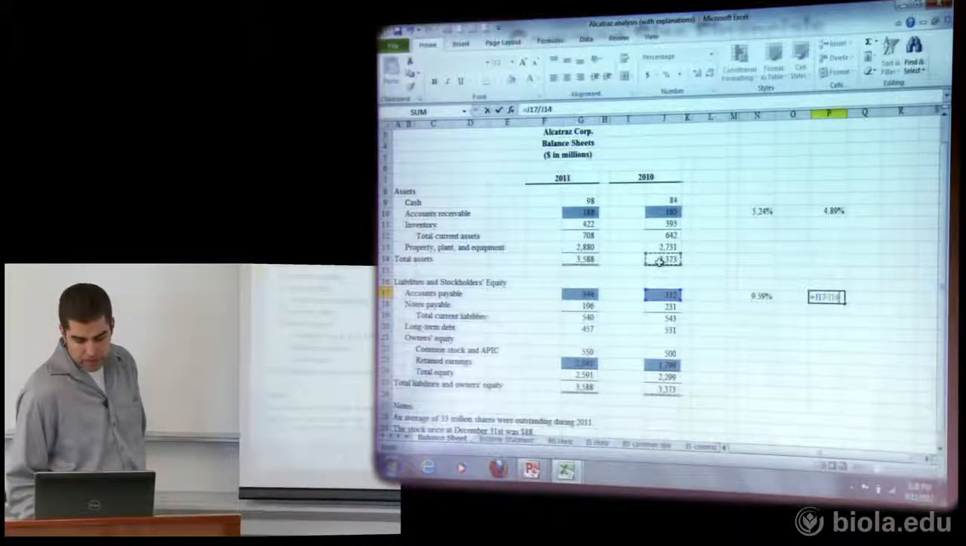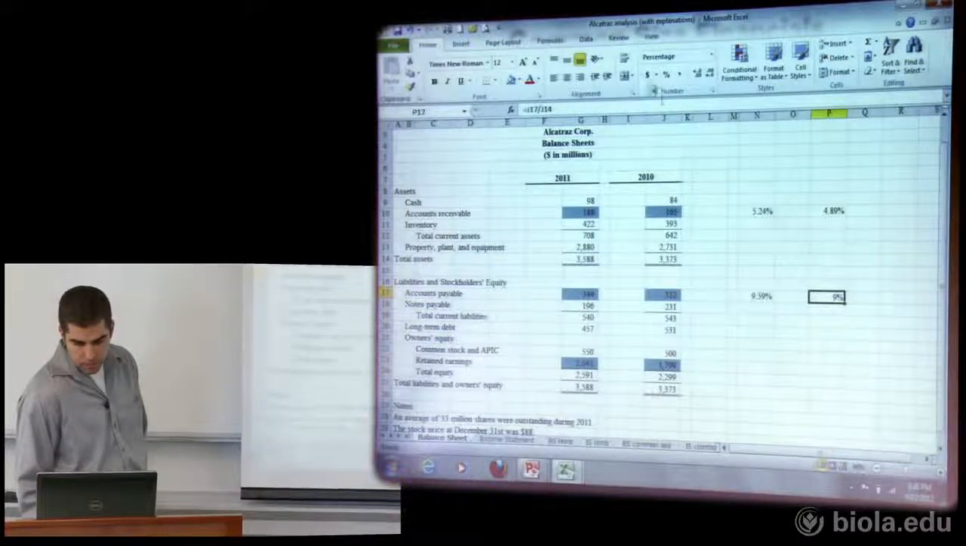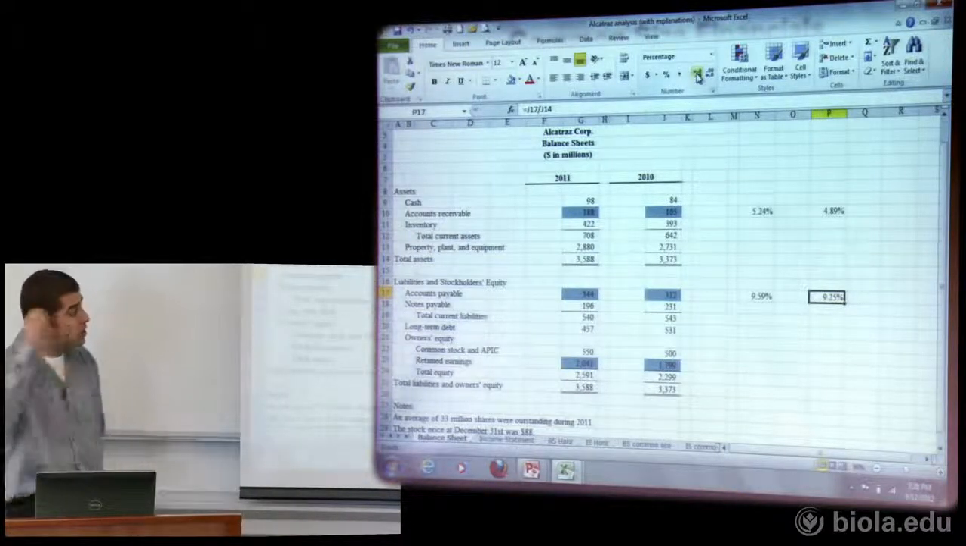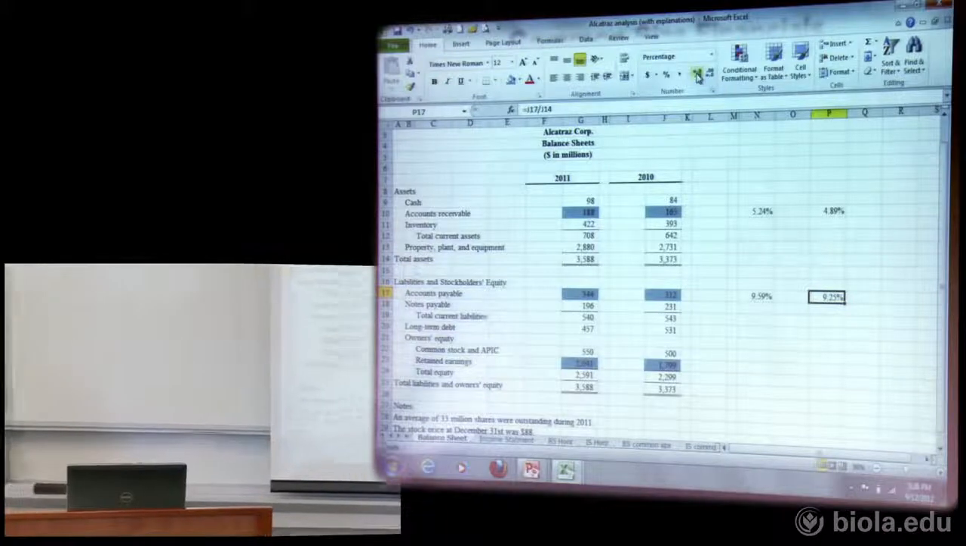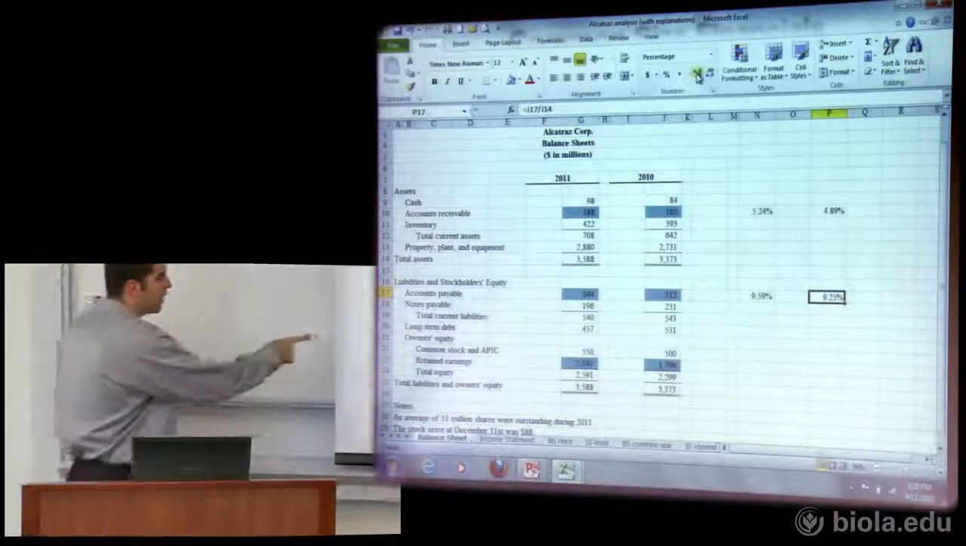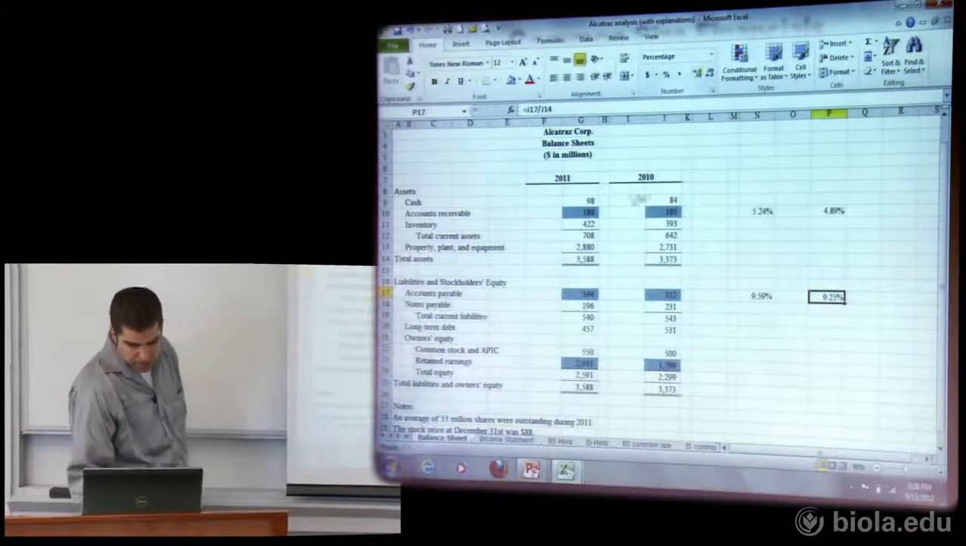312 divided by the 3373. And so that one's a little bit larger as well. So these aren't major changes. These are fairly small percentages. But let's go down to retained earnings here. It looks like there's a pretty big jump in retained earnings.